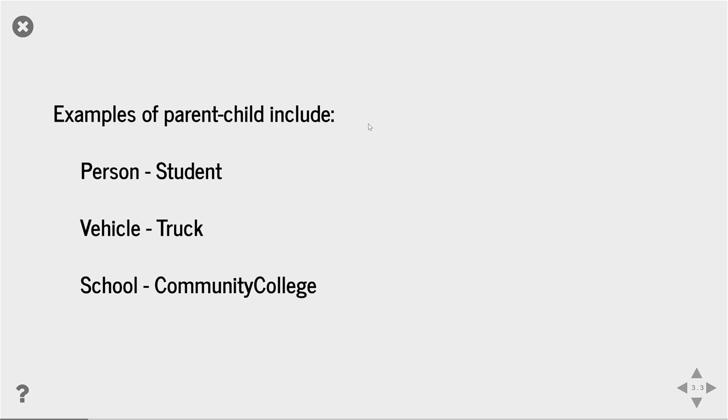So here's just a few examples. If you want to look at it this way, the one on the left is the parent, the one on the right is the child. Every student is a person, but not every person is a student. Every truck is a vehicle, but not every vehicle is a truck. Every community college is a school, but not every school is a community college. So one fits within the other. So the person class is a much larger class, whereas the student class would be a subset of people.